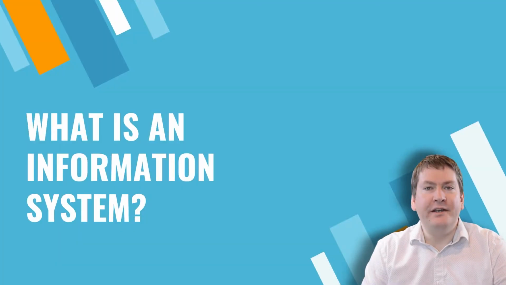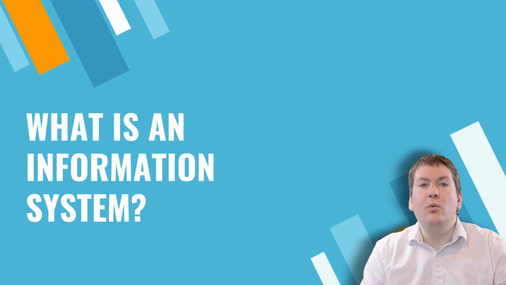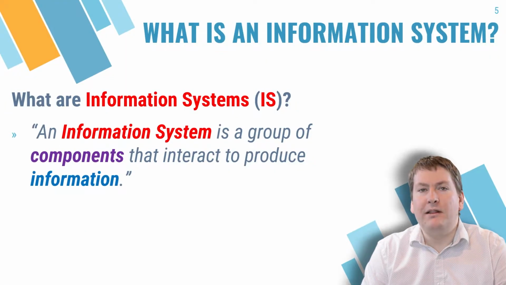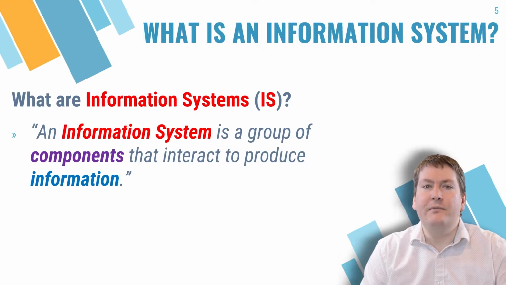So let's jump right into Chapter 1 with the question, what is an information system? From our last lecture, we know that the textbook definition of information systems is a group of components that interact to produce information. We also talked about information systems existing long before computers in the form of paper, filing cabinets, card catalogs, ledger books, and most importantly, people following procedures to transform data into information.